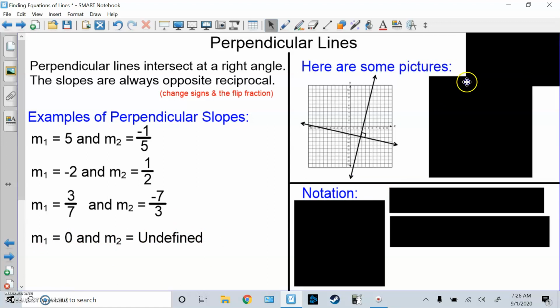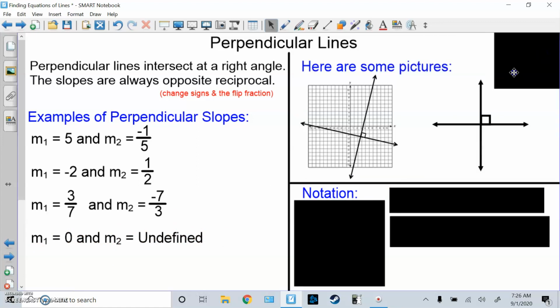Here are some examples. Again, it could be on a graph or in the air. And again, this is a vertical undefined slope. There's a horizontal slope of 0. That makes a right angle right here.